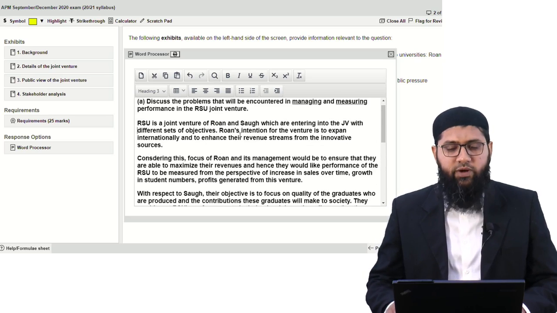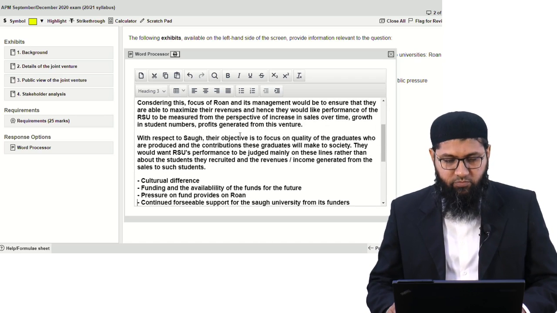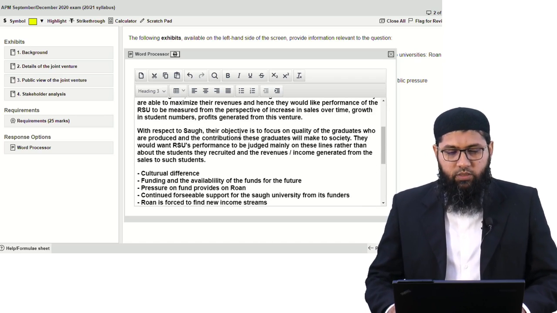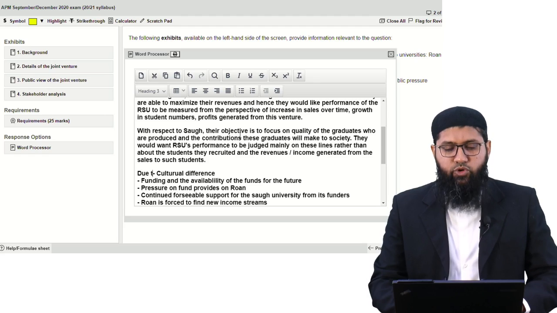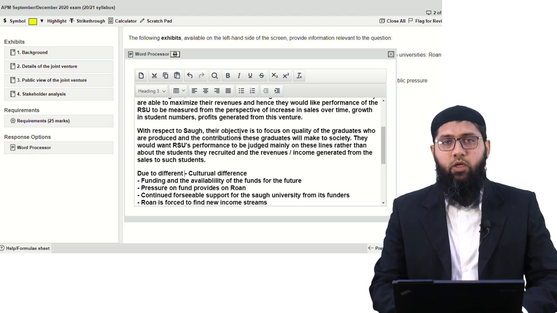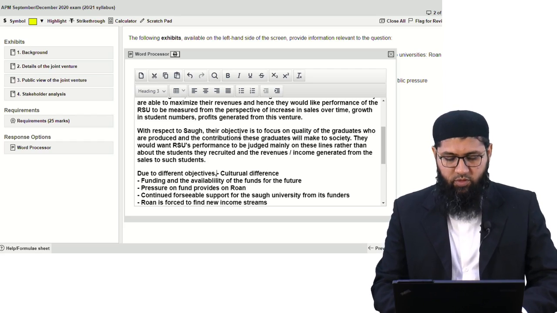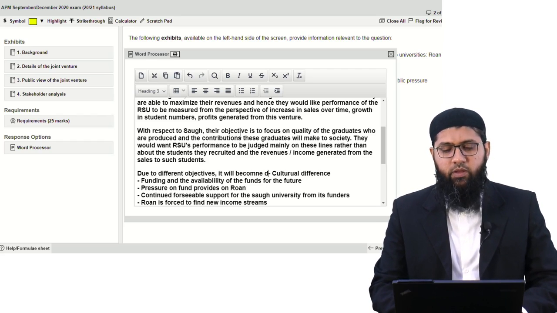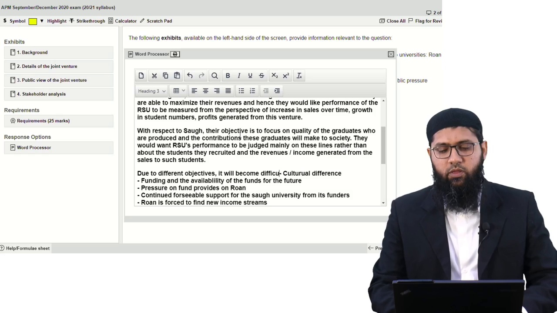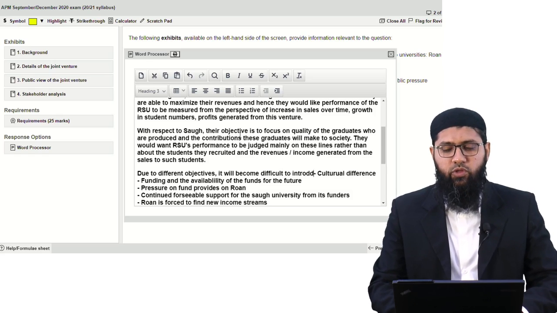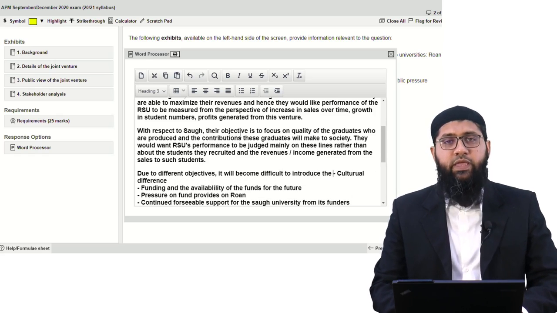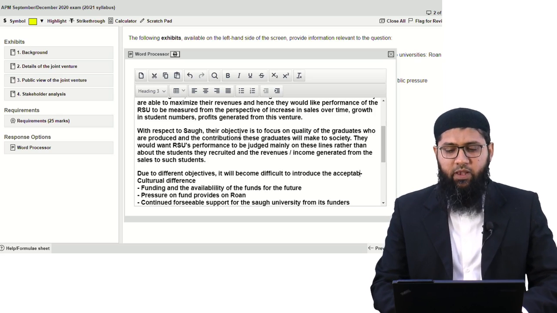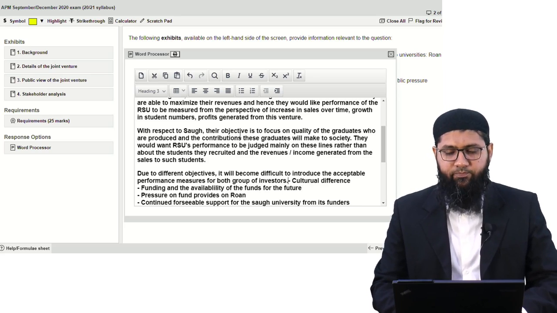Now let's move a bit forward. Let's discuss further. Due to different objectives, it will become difficult to introduce the acceptable performance measures for both groups of investors.